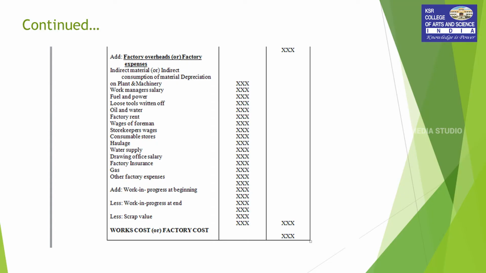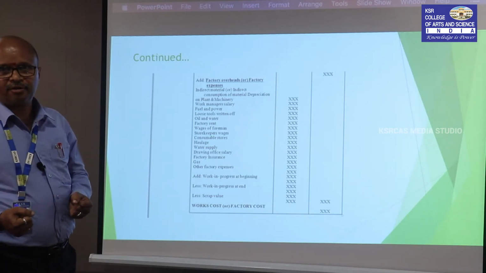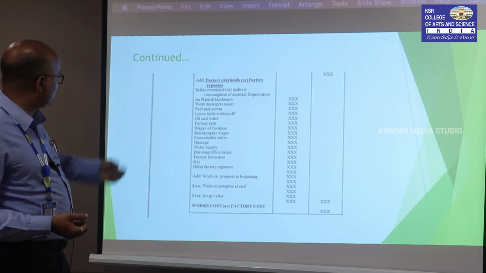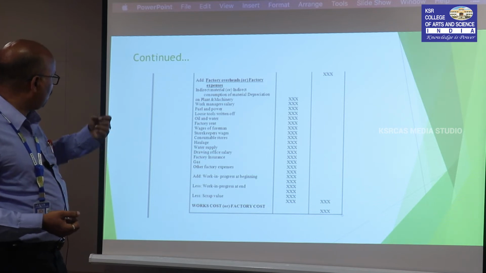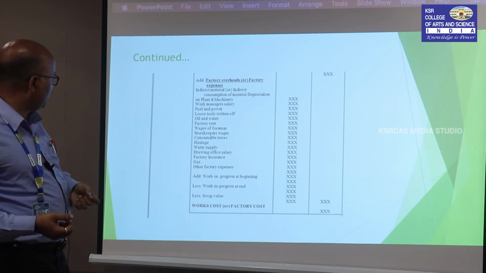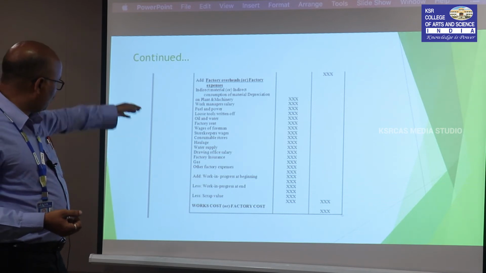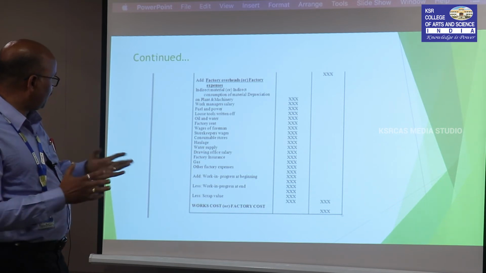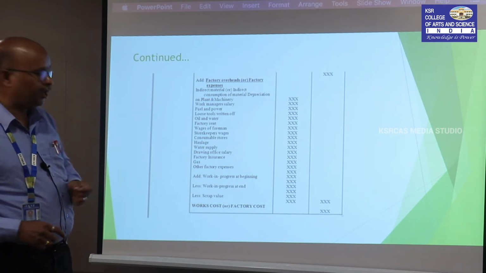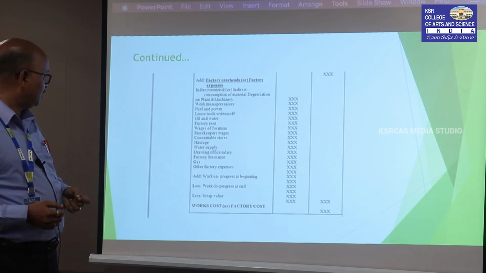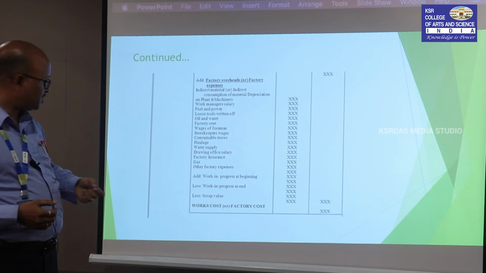As far as the factory overheads are concerned, what are the expenses that take place in a particular factory? For example, indirect materials or expenses that take place in a factory, such as workman salary, fuel and power, oil and water, factory rent, wages for foremen, storekeepers, etc. By adding all these things, we derive a particular answer. Along with that, we have to add work in progress in the beginning, and less the work in progress at the end. We get an answer that is termed as work cost.